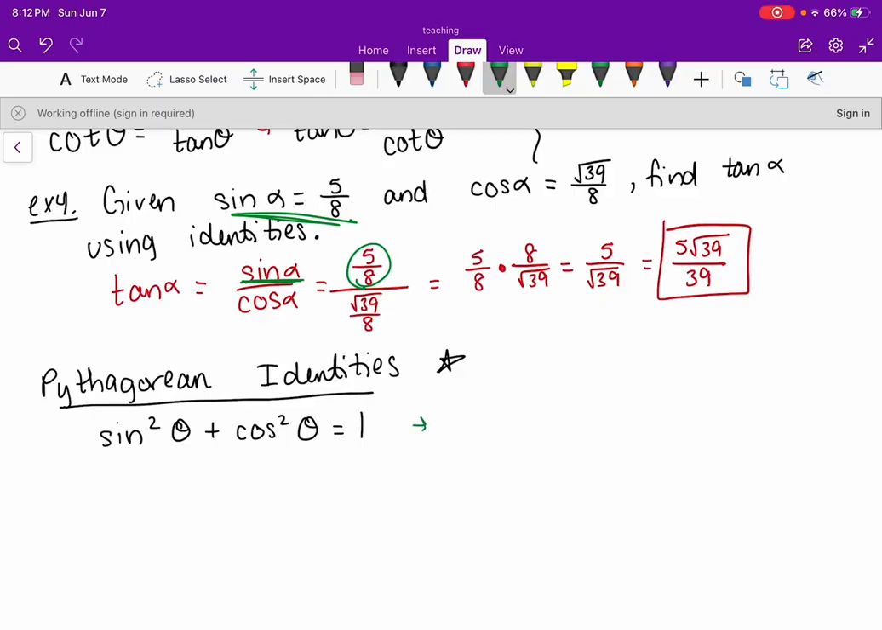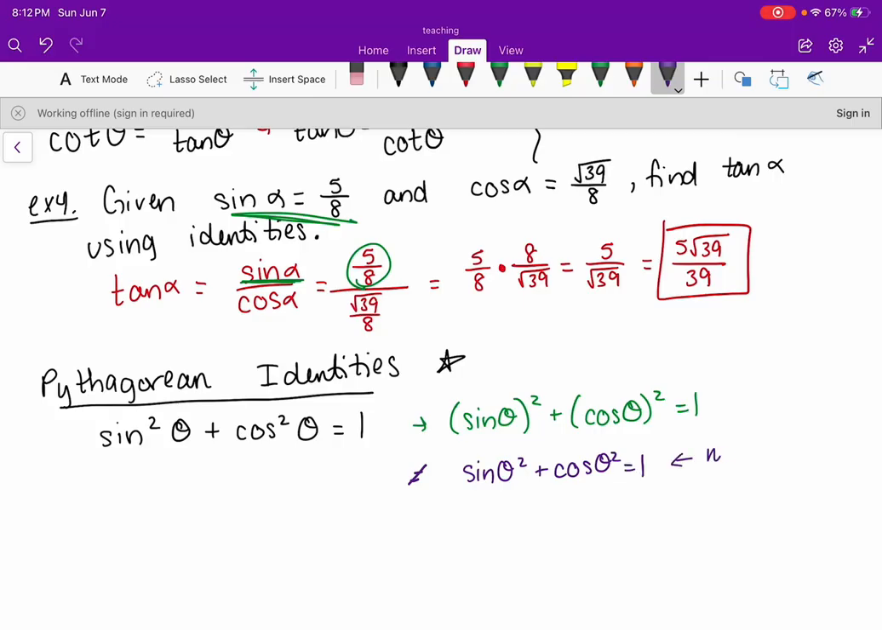Let me share with you some notation stuff here. Another way to write this is to say sine of theta squared plus cosine of theta squared equals 1. You do not want to write out sine theta squared plus cosine theta squared equals 1. This is not the same thing. This is saying that you want to square the angle first and then plug it into your function. What we want to do is plug it into our function and then square it. So this is a common notation for the same thing, but it's good to be aware of what it's trying to say.